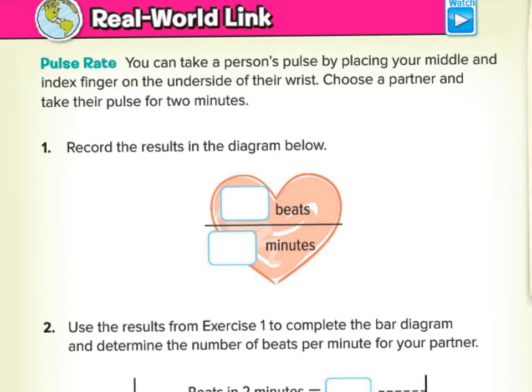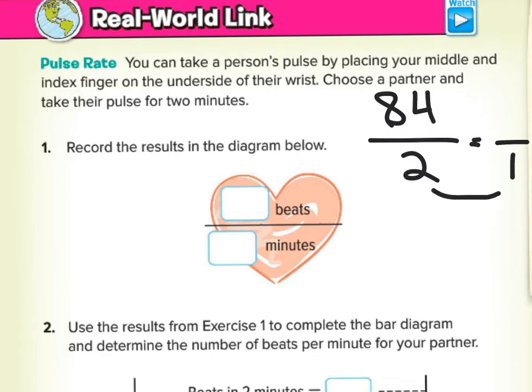Okay, so it says here to check your pulse for 2 minutes, right? Check the pulse for 2 minutes. So I did it for the 2 minutes, and in my 2 minutes, I got 84 beats. So I got 84 beats per 2 minutes, right? So if I were to simplify that and find out what it is in 1 minute, you notice here that I cut the 2 minutes down to 1 minute. So I cut it in half.